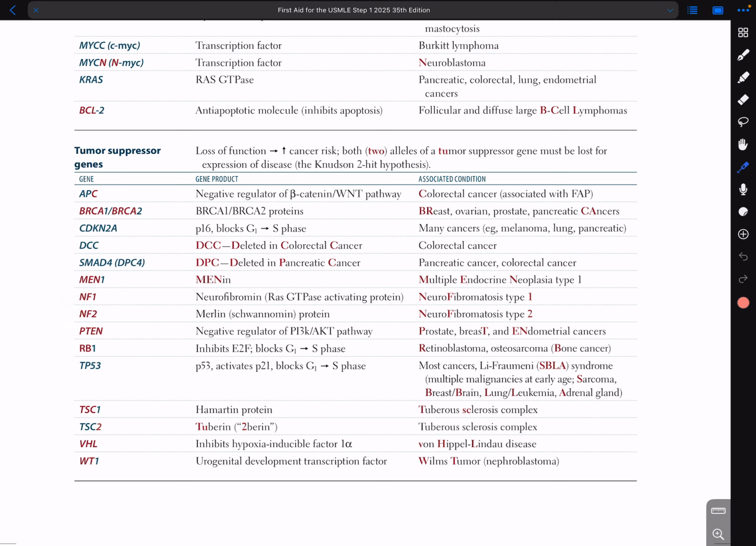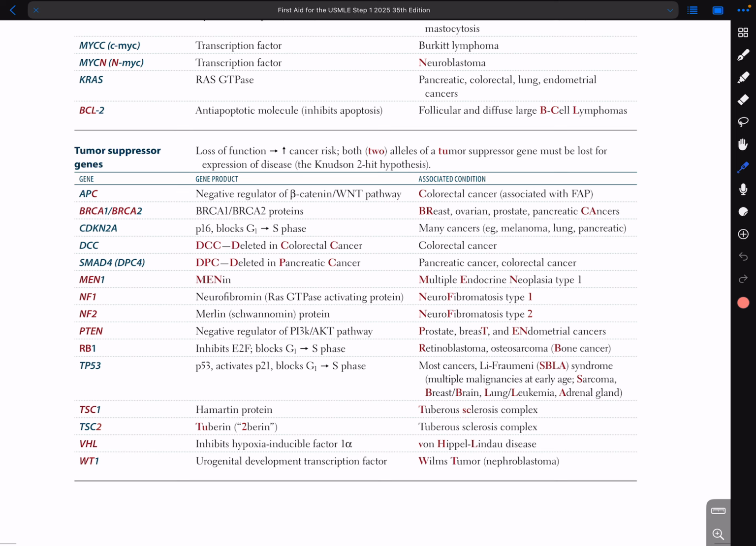NF1 is neurofibromatosis type 1, and the gene product is neurofibromin, also called RAS GTPase activating protein. Tumor suppressor genes such as NF2: NF2 is Merlin, or schwannomin protein, and the condition is neurofibromatosis type 2.